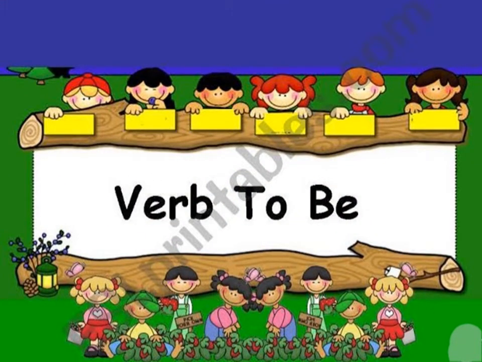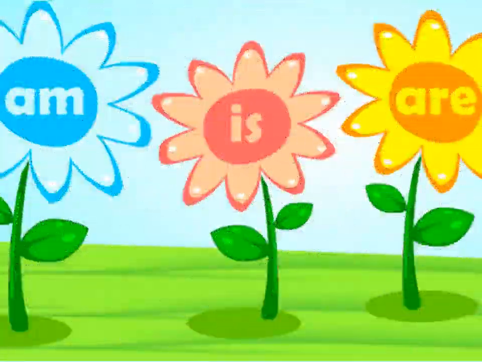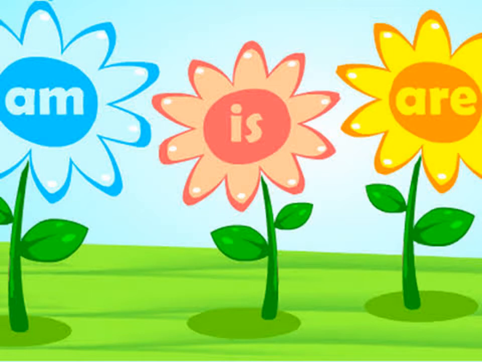Now, let's talk about verb to be. I have three words here of verb to be. What are they? Look at those lovely flowers. I have three words of verb to be: am, is, are. Again, am, is, are. And with every one of them, I use specific pronouns. Let's see.